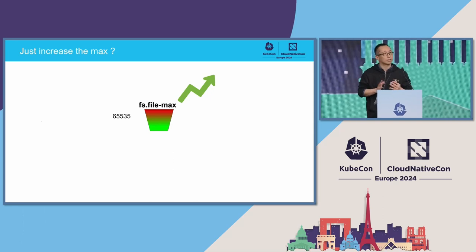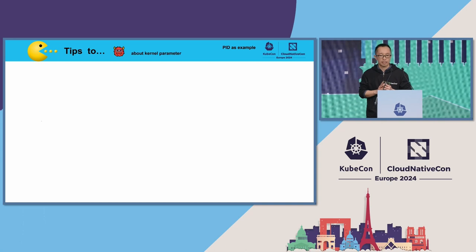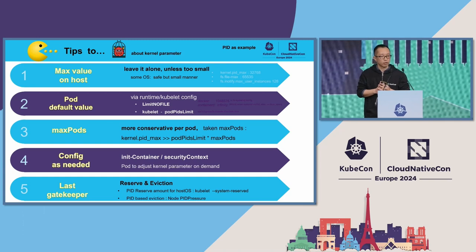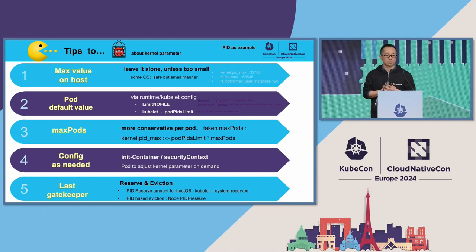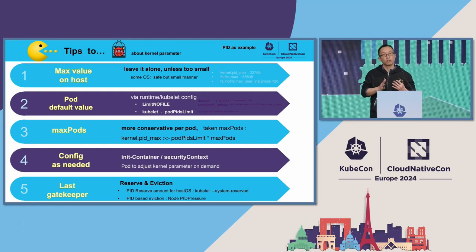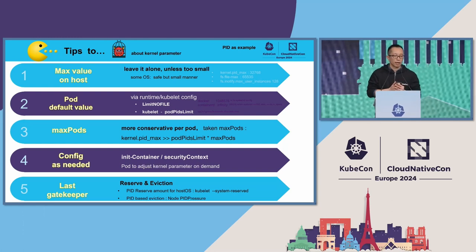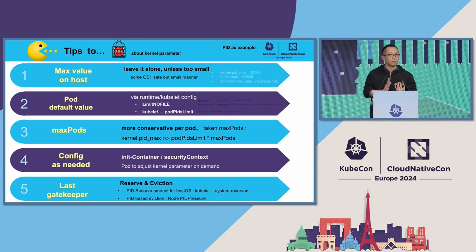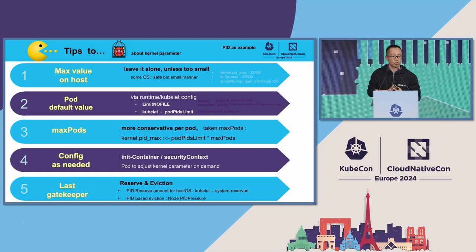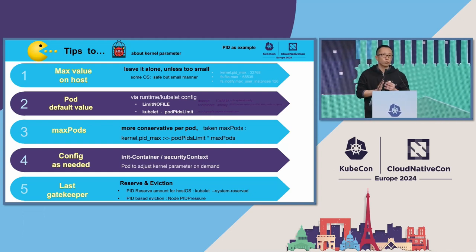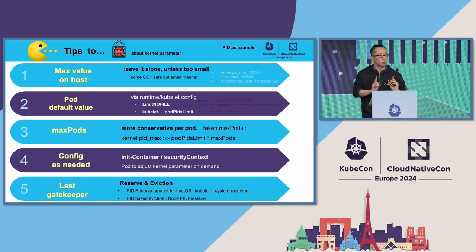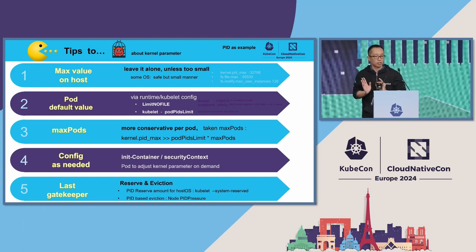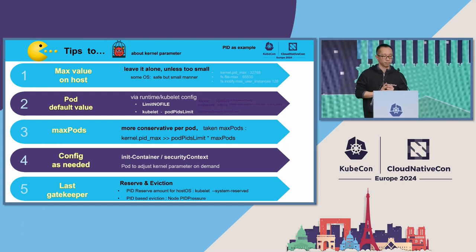No, actually, it's a double-edged sword. So here are some tips. For the maximum value on a host, just leave it alone, unless some operating system puts it at a safe but very small value. And the second, for each pod, we can configure its default value by the containerd or Kubernetes configurations. Next one, if you remember the 110 max pods on the same node, then if you take this into consideration, the pod value should be more conservative.